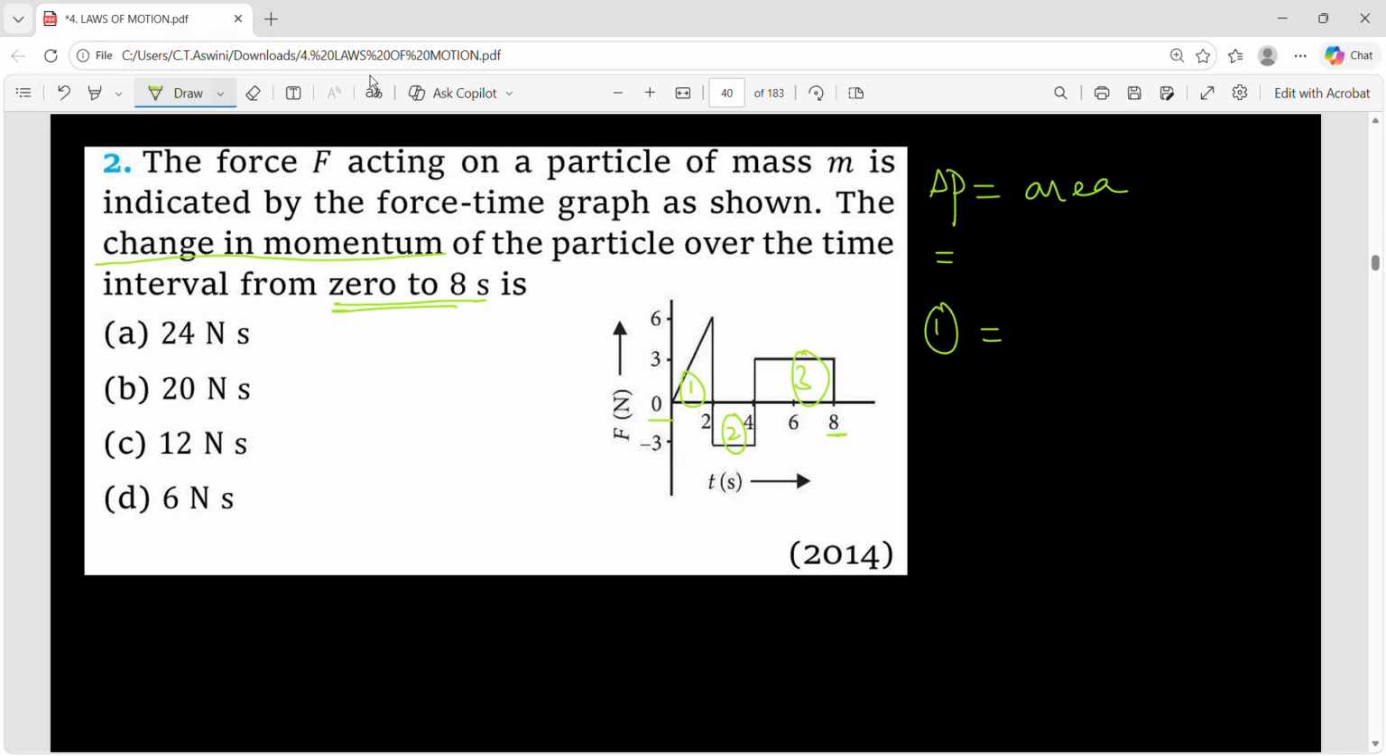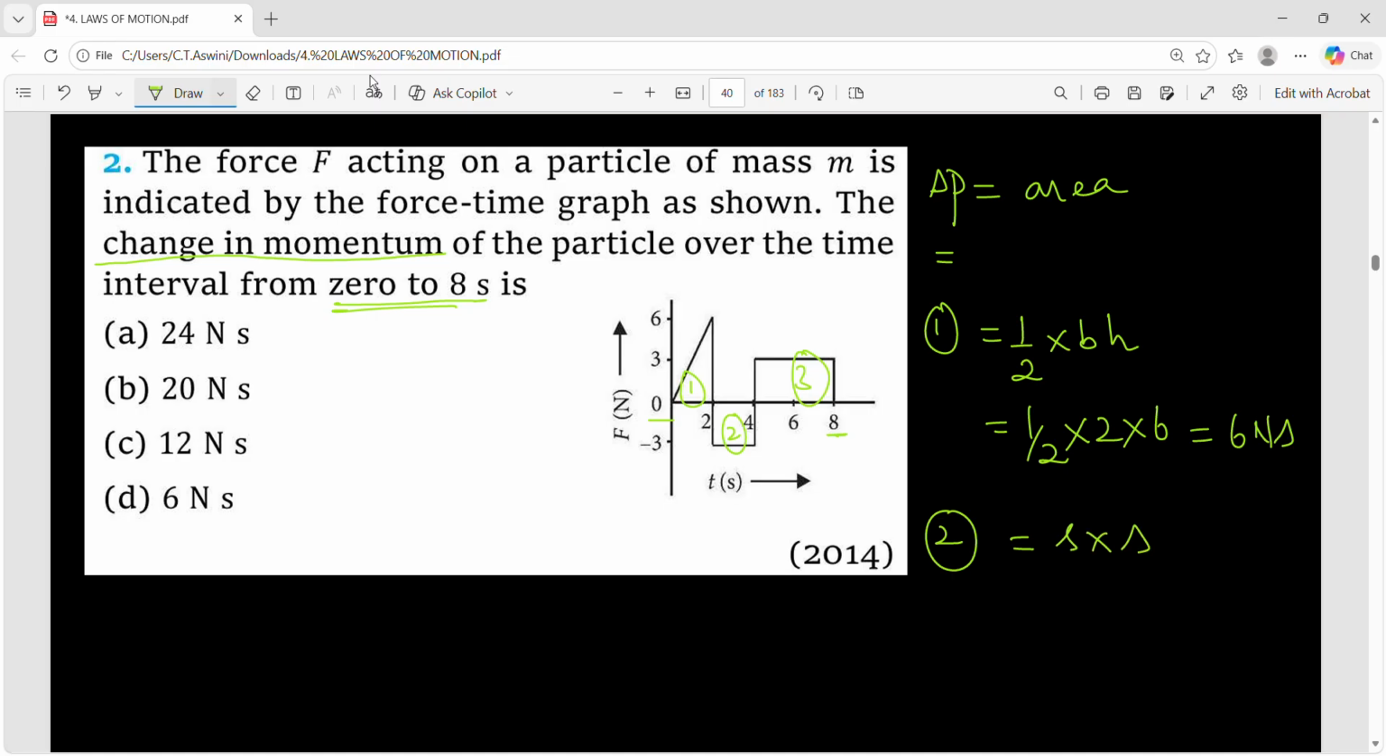So you can divide it into first segment, second segment, third segment. What is the area of the first segment? Triangle. So half into base into height. How much will you get? Half into 2 into height is 6. So you'll get 6 Newton second.